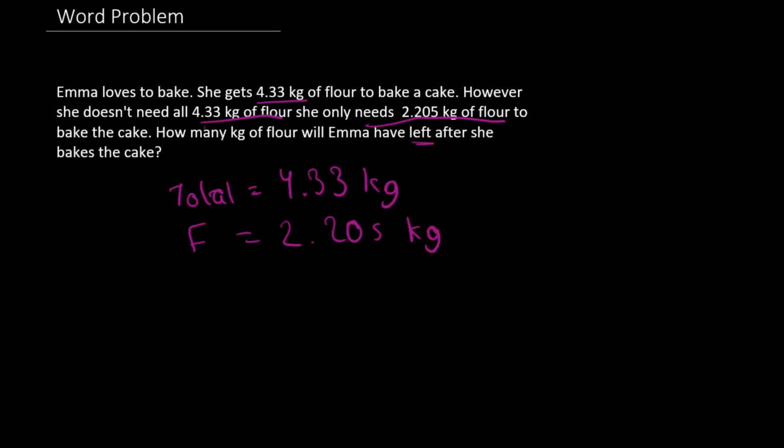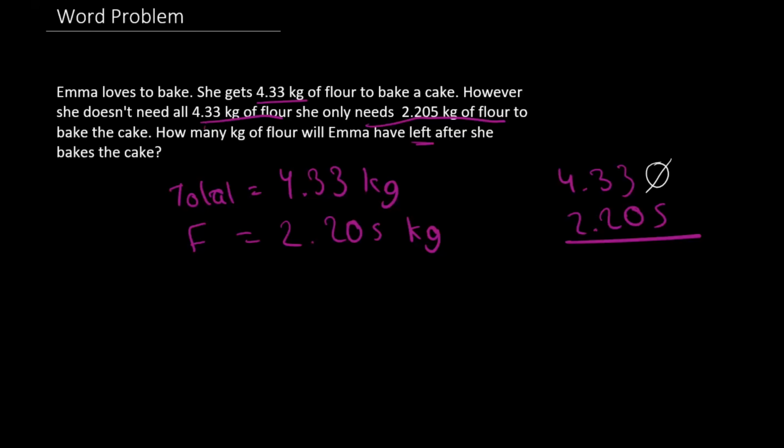Now, we have to subtract the total from the flour needed to bake the cake. So that is basically 4.33 minus 2.205. So we can do that. Now let's just say there's a 0 over here. Putting a 0 makes it much easier and more clear.